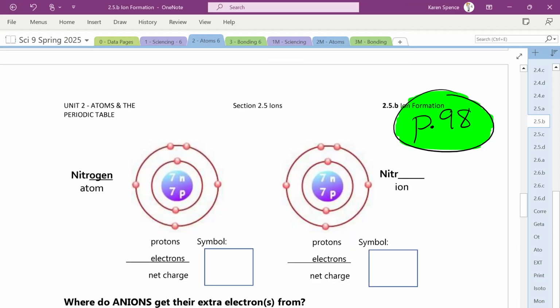All right, and if you recall, why do ions form? Ions form in order to have a full valence shell.